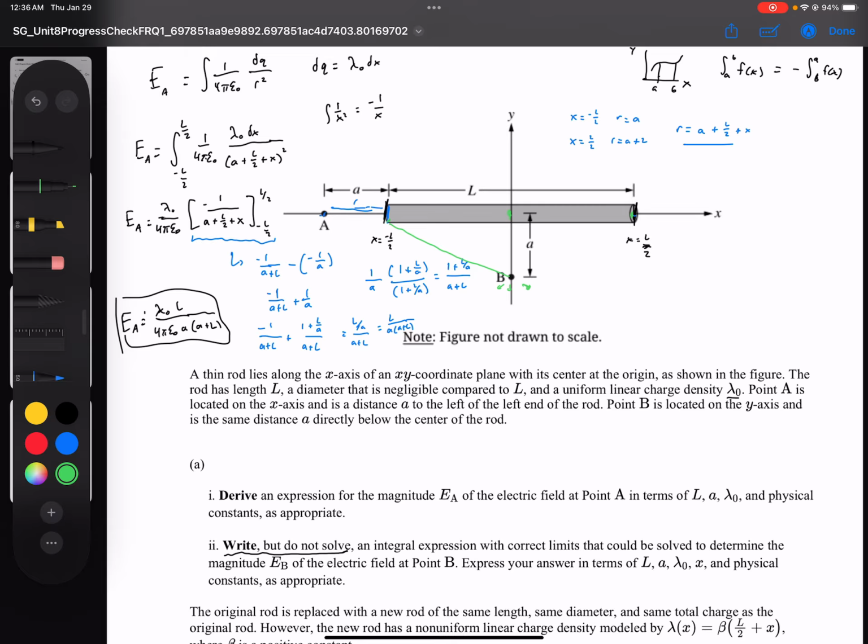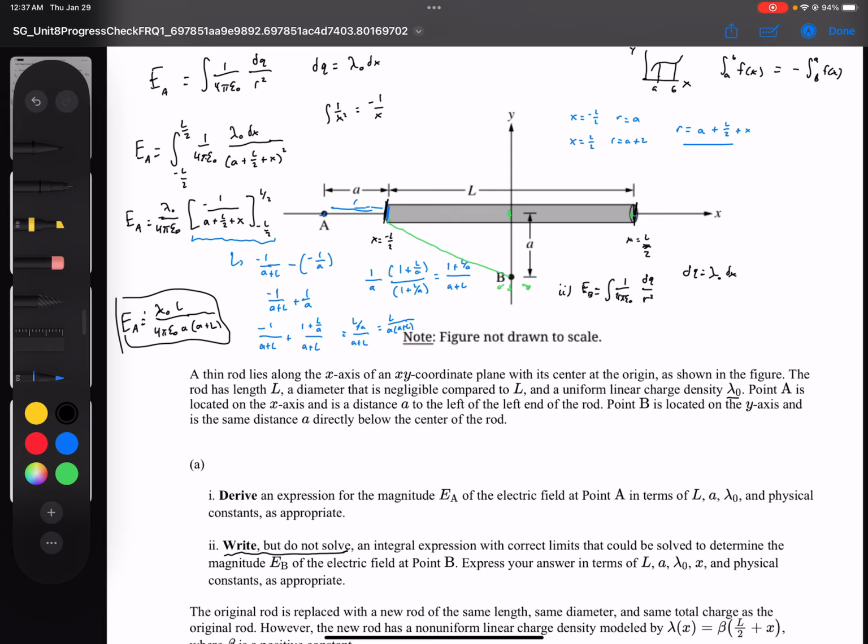All right, so let's set it up the same way we set up point A. I'm going to write it off to the side here. So this is for part 2 of this problem. Again, set up the same integral. The electric field at point B is the integral of 1 over 4 pi epsilon naught times dq over r squared. And then the same thing as we did before: dq is equal to lambda naught times dx, and there's no function for lambda naught, it's just a constant.